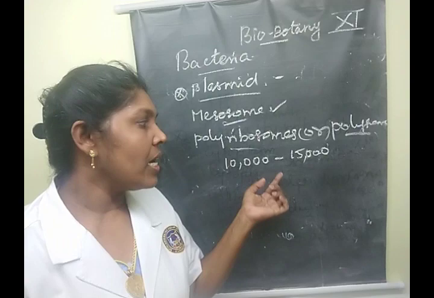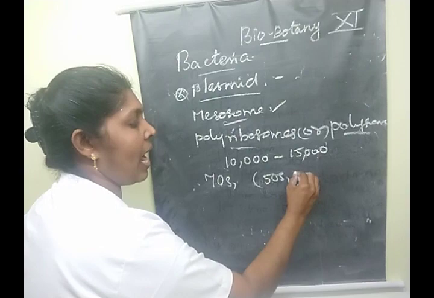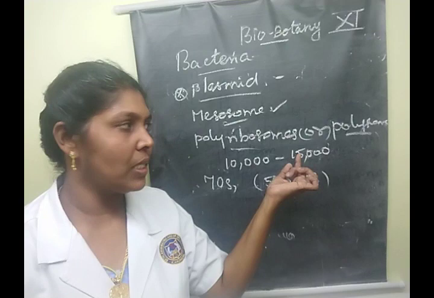Clear, children? Two types of ribosomes are present. One is the 70S ribosome, which consists of two subunits, the 50S type and the 30S type. So these are the types of ribosomes present.